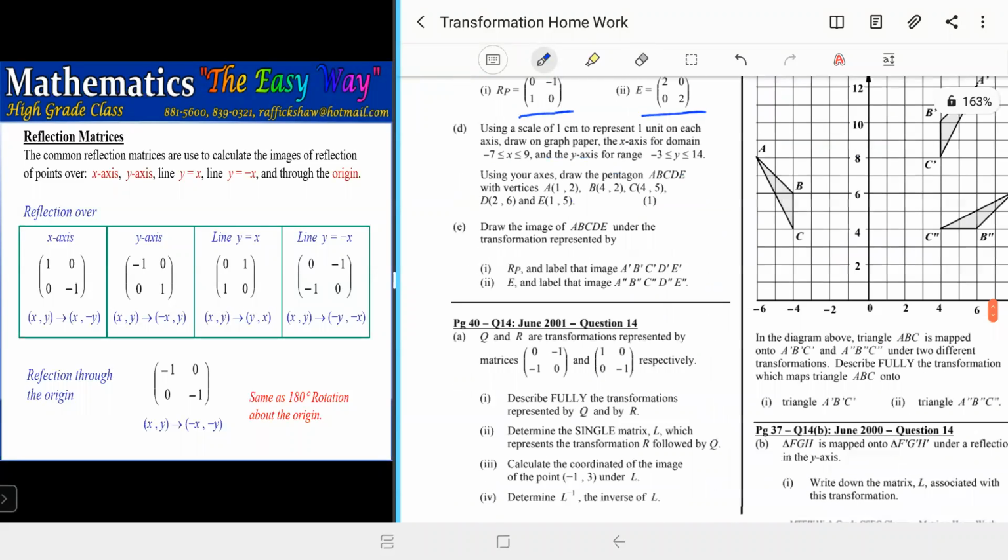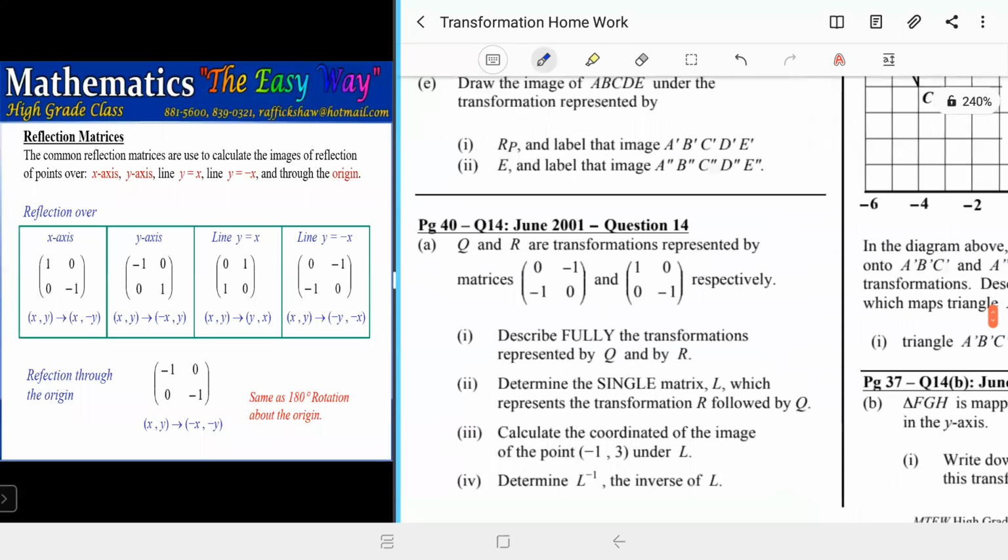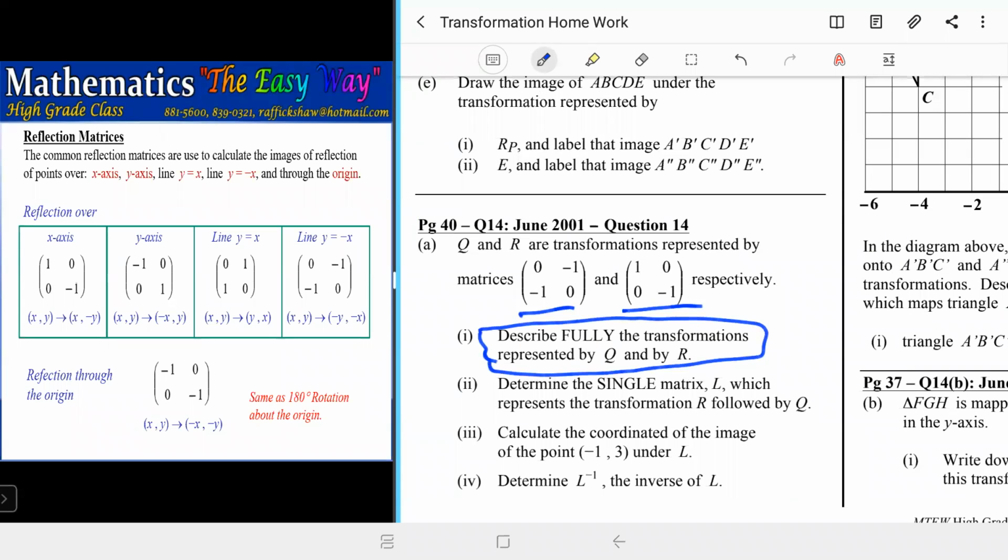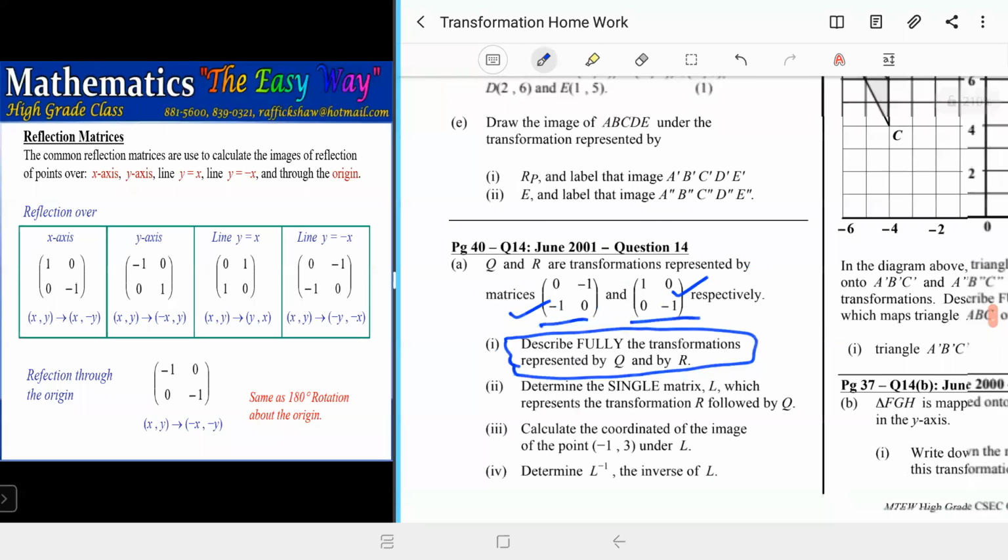Right? Q and R, look at this one again. Q and R are two transformations, that and that. Describe transformation Q and R. This one is a reflection in the line y equals -x. This one is a reflection in the x-axis. That's it. You have to learn them, guys.